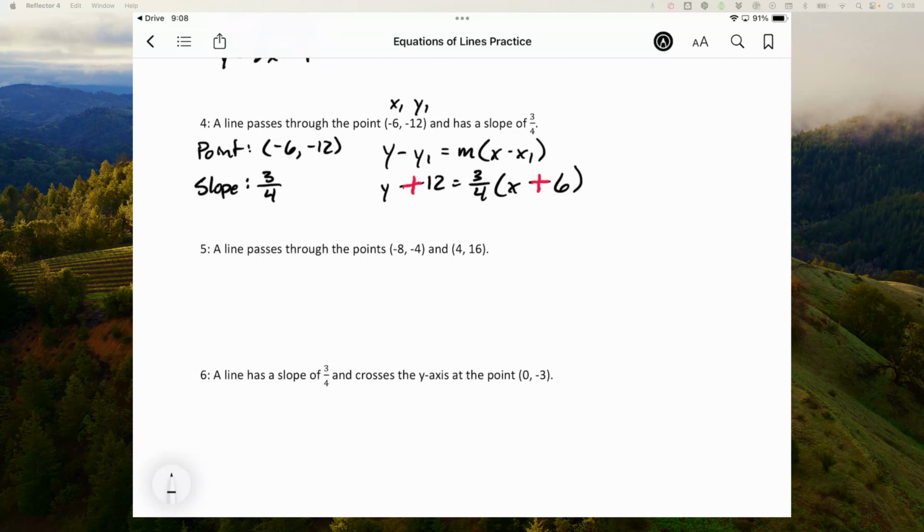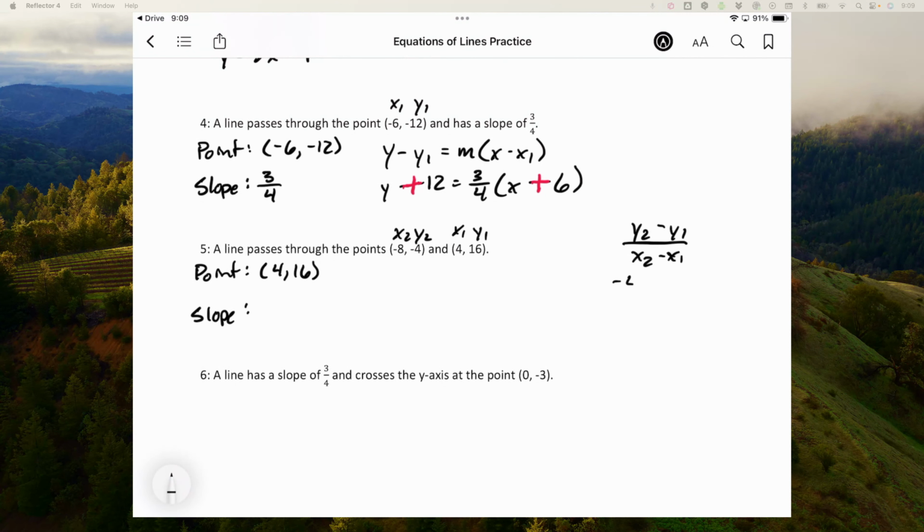This one we have 2 points, we don't have a slope. So we can pick a point. I will choose 4, 16 because that's positive. So that will be my x1, y1, x2, y2. Then for the slope, we do need to do the slope formula, y2 minus y1 over x2 minus x1.